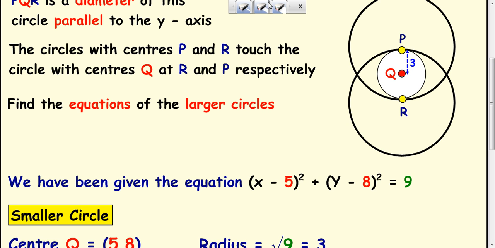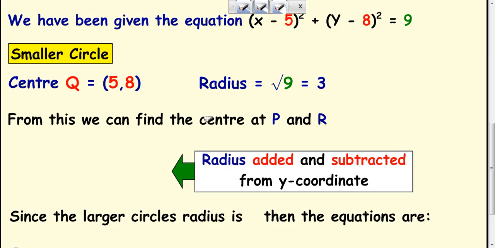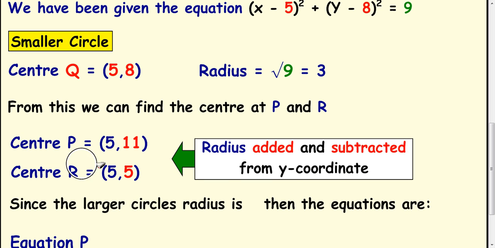The next thing we have to deal with is how to get the centre point. So we'll concentrate on this coordinate P. Now the centre here is (5, 8), this red dot here is at (5, 8). So P is 3 up from (5, 8), so that must be (5, 11). And R is 3 down from (5, 8), so that must be (5, 5). So the radius is basically added and subtracted from the y coordinate here, 3 up to get 11, 3 down to get 5. And we said the radius is 6.